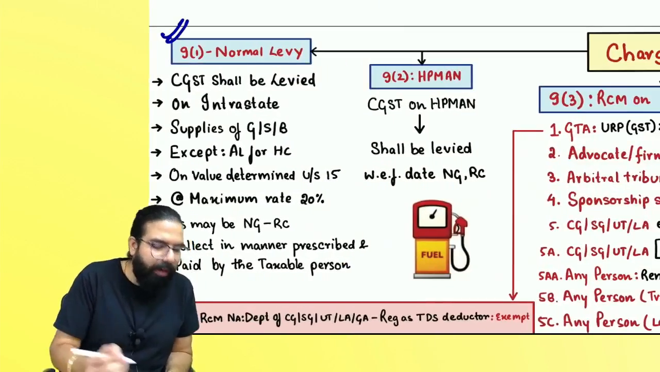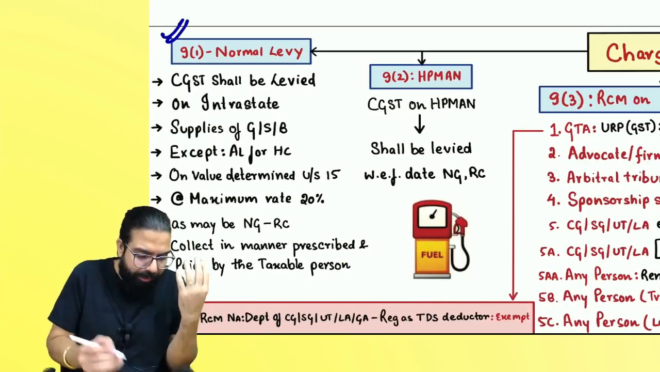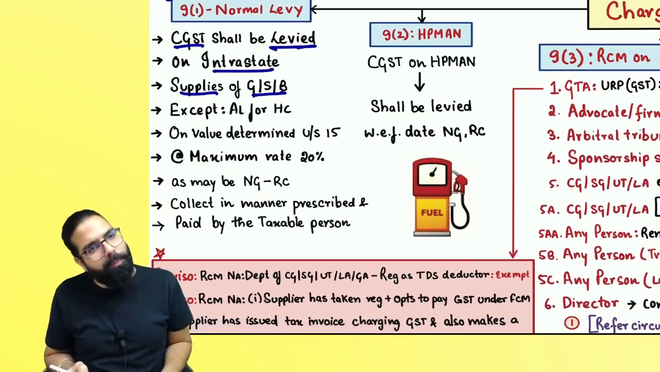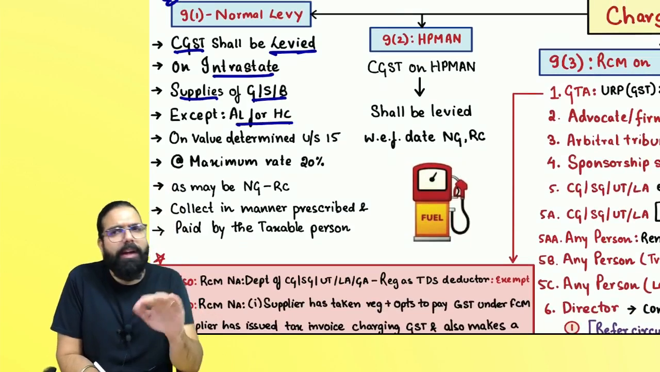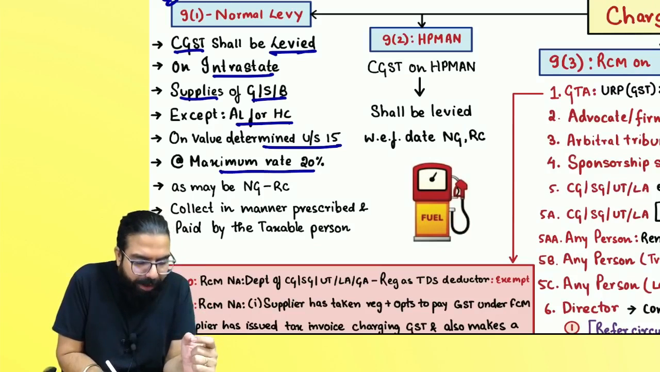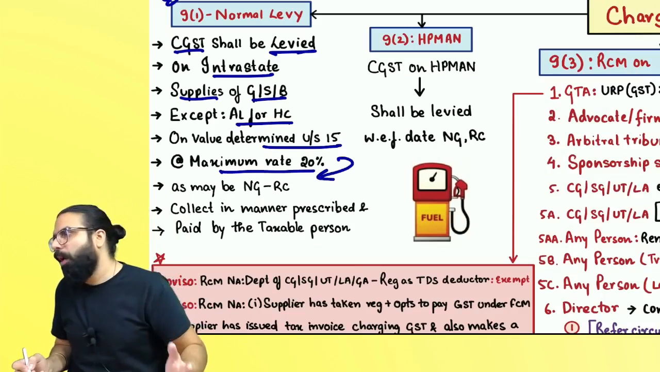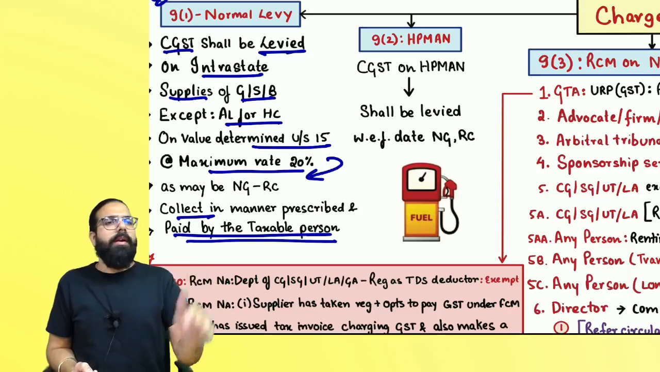Section number 9 has section 9.1 which talks about when GST will be levied. Whenever CGST will be levied on intrastate supply of what, everyone? Goods, services or both except alcoholic liquor for human consumption. It will be levied on the value which is determined under section 15 and the rate will be maximum 20%. This rate will be notified by the government on recommendation of the council, collected and paid by whom? Only by a taxable person.